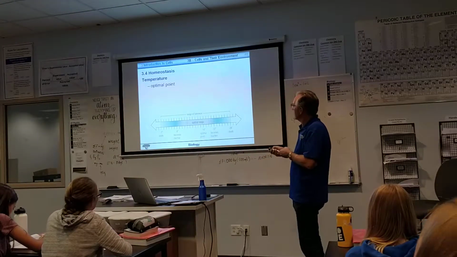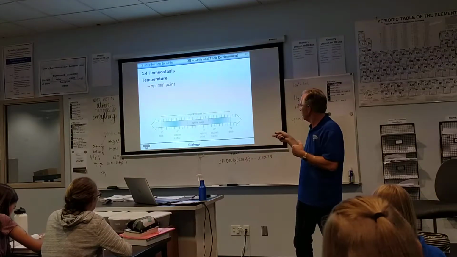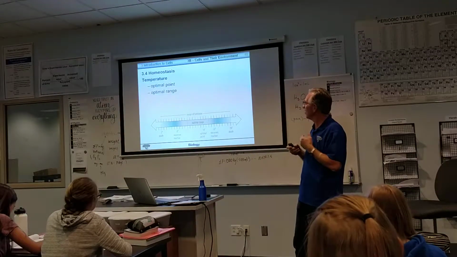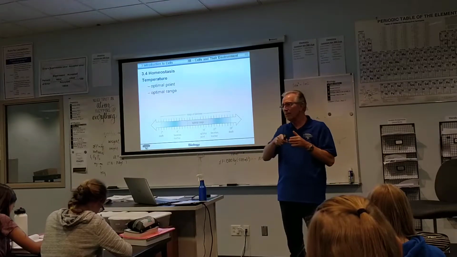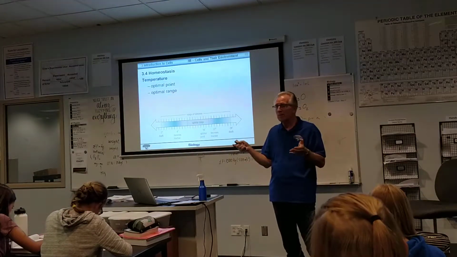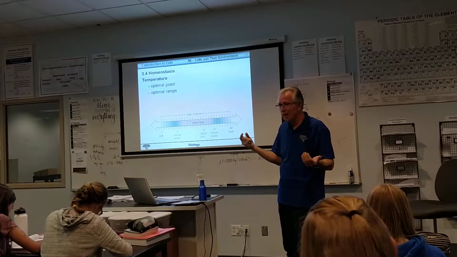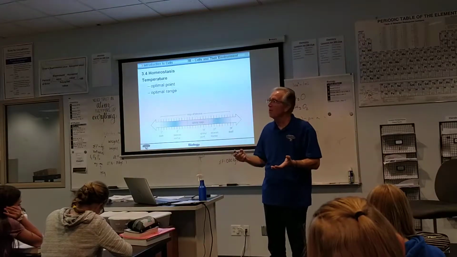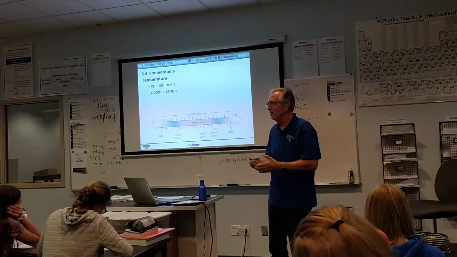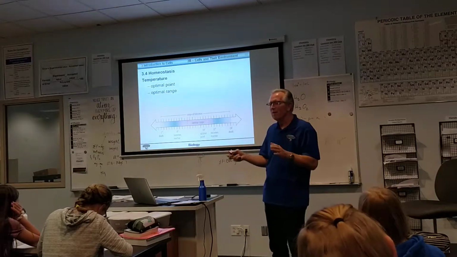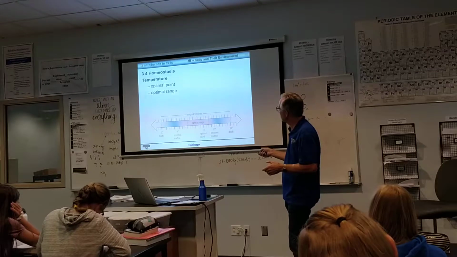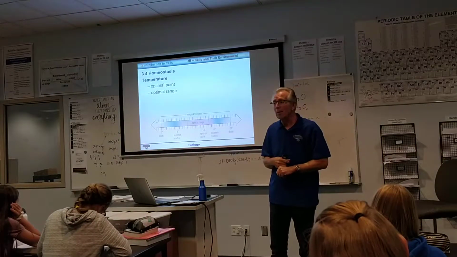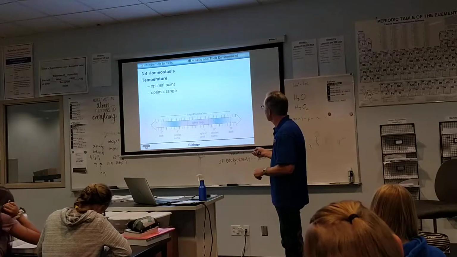So if you're talking about temperature, there is an ideal body temperature for us. We call that an optimal point. But there's a range of temperatures that you can function. If you're sick, you can still get up and go to the bathroom. You can still eat. You maybe even go to school if you're not too sick. All those things like that. It's still in what we would call the optimal range, but not at that optimal point.